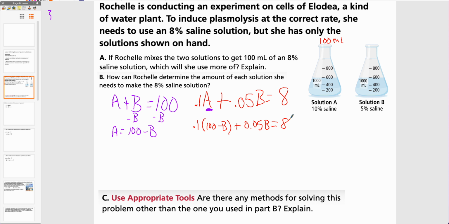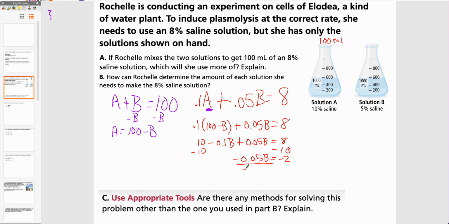Sit down here where I can reach it. So we're gonna multiply. What's 1/10 times 100? 10. Is 10 minus 0.1 B plus 0.05 B equals 8. So I need to combine these two like terms and I need to subtract 10. I can do that in one step. You with me? So subtract 10 and I would get negative 0.1 plus 0.05 is going to be negative 0.05 B equals negative 2.